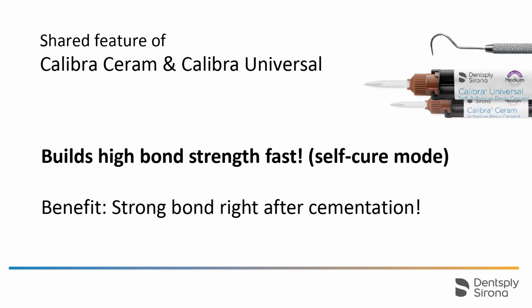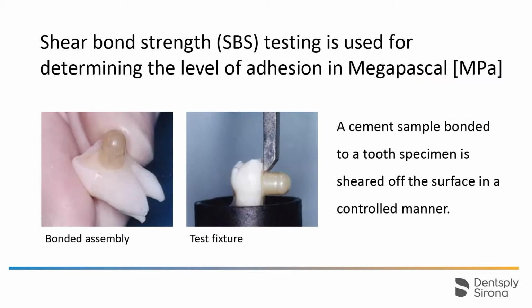Another advantage provided by both Calibra Ceram and Calibra Universal is the fast buildup of high bond strength in the pure self-cure mode. Before we look into bond strength test data, you should know how bond strength is actually measured. The most common test method is the so-called shear bond strength test. With this test, a resin cement sample is bonded to a tooth surface. The cement sample is sheared off the surface by means of a blade positioned perpendicular to the tooth cement interface. A computer-connected test device increases the force applied in a controlled manner until the cement sample comes off.